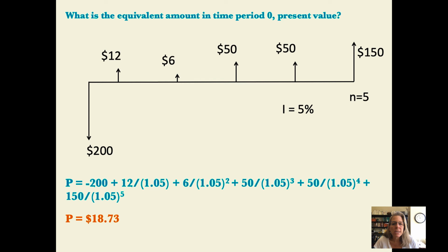So $200, which is a negative number, doesn't need to be adjusted because it's already in time period 0. All the other ones need to be what's called discounted back to time period 0 by the number of time periods into the future at 5%. So when we do this calculation, it's $18.73. That is what's called the net present value of this investment.